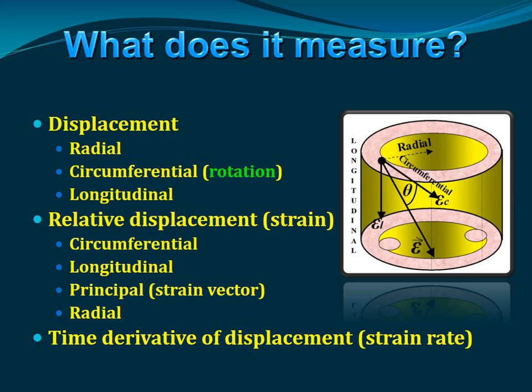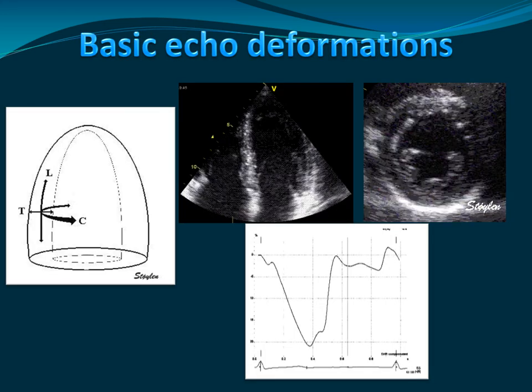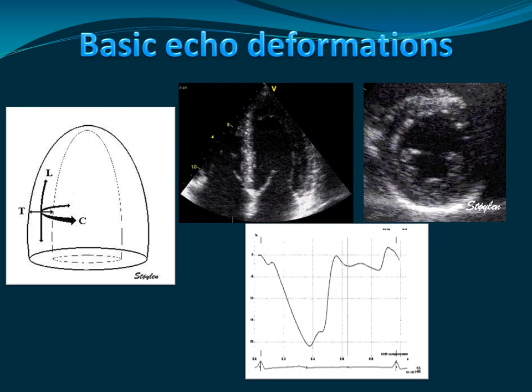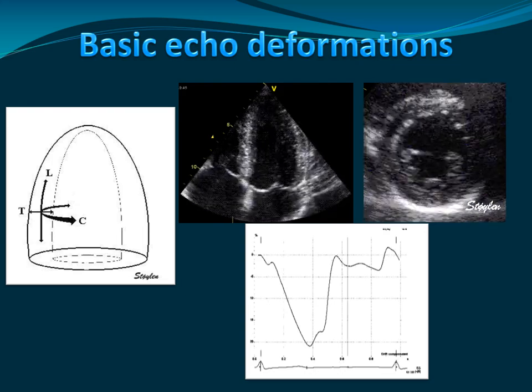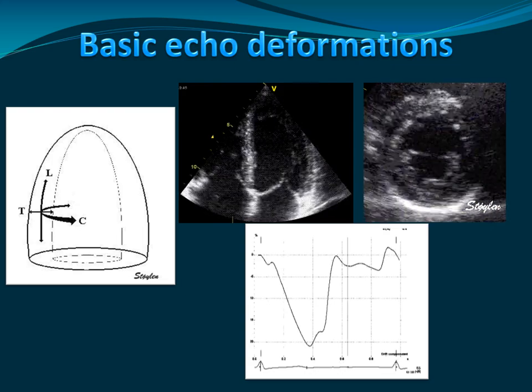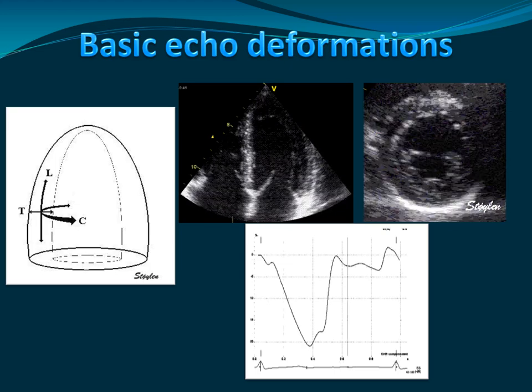If we take two speckles that are adjacent and measure the distance between them, we can actually measure the strain. And of course, the same parameters, circumferential and longitudinal, and we can measure a geometric average of them, which is called the principal strain, or the strain vector, in the direction of the actual shortening of the sarcomere. We can measure thickening, which is the radial strain, and we can measure the time derivative of that, which is the strain rate. So this is how it looks. We will get a graph that starts from 0, which is the unstressed diastolic length, and then it shortens by 20% and goes back to baseline.